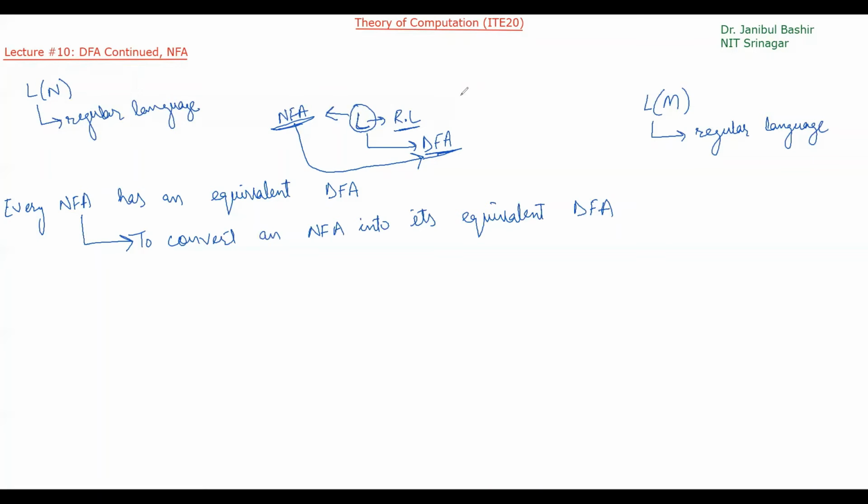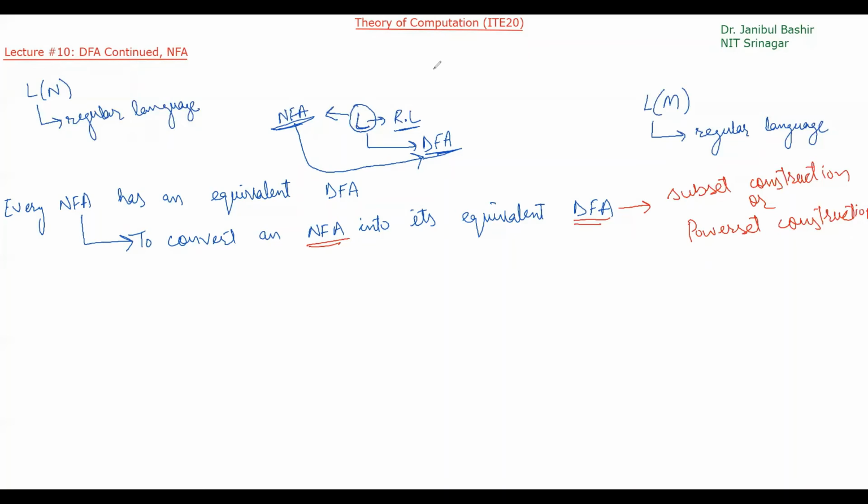For that we have a mechanism which is called subset construction, or power set construction. This mechanism or scheme helps us to design an equivalent DFA from an NFA: subset construction or power set construction.